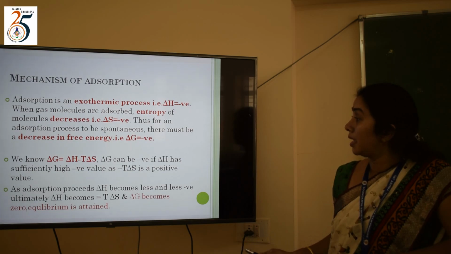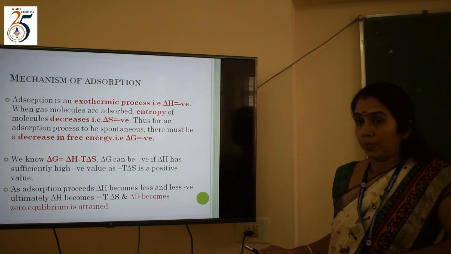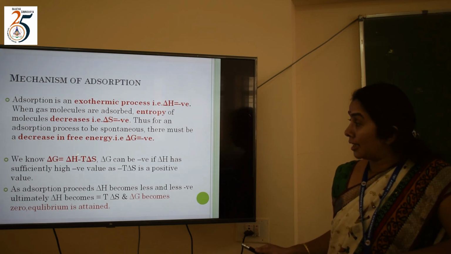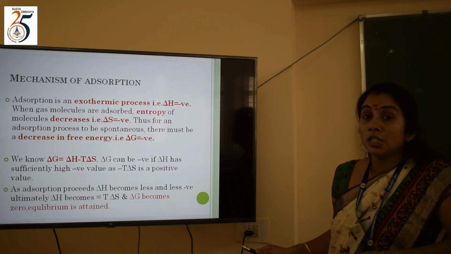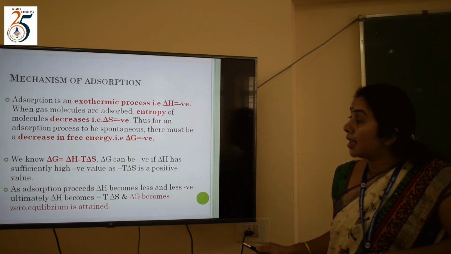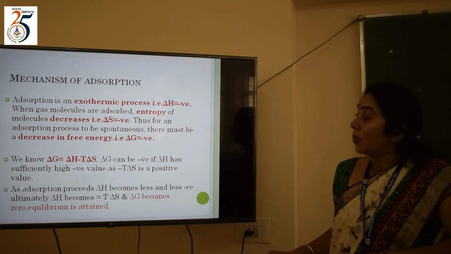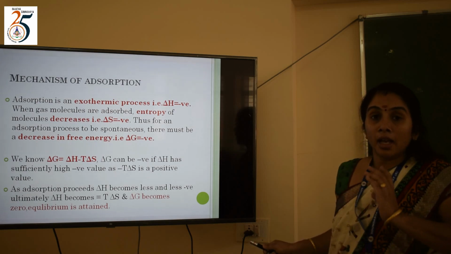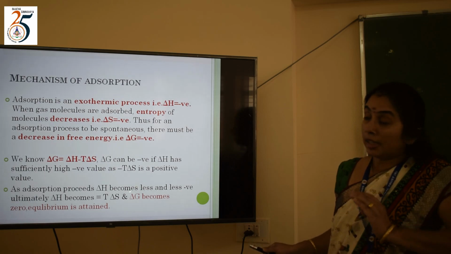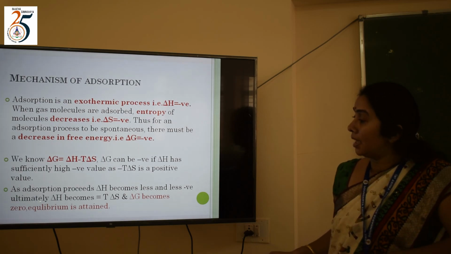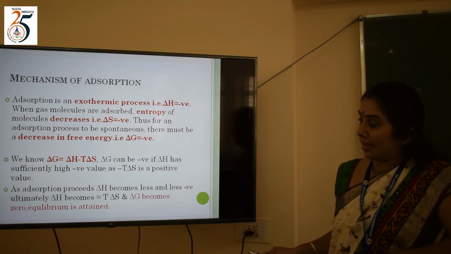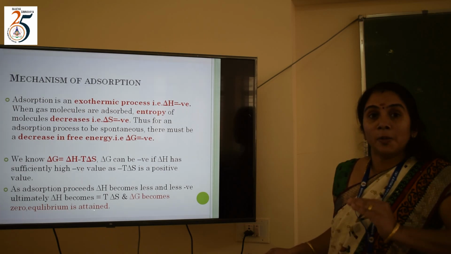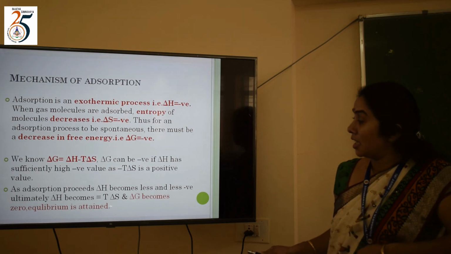This minus as well as delta S minus make this second term a positive value. So for delta G to be negative, delta H, that means the heat liberated, should be large enough to overcome the positive T delta S. Okay. So as adsorption proceeds, delta H becomes less and less negative. When the surface exposed covers with the adsorbate, the delta H released will be less and less. Ultimately, delta H becomes equal to T delta S and delta G becomes 0. That is, equilibrium is attained. So equilibrium condition means when all the surface is covered by the adsorbate, where further adsorption doesn't take place, equilibrium is attained.